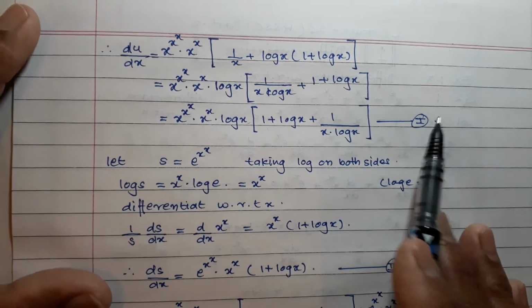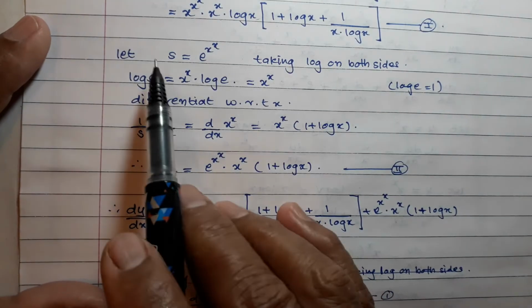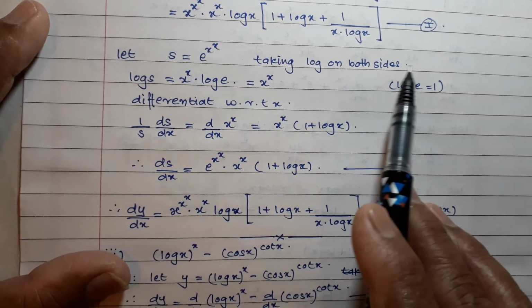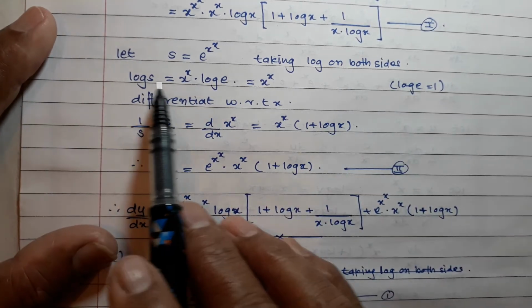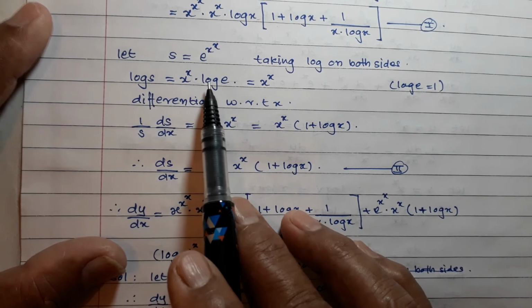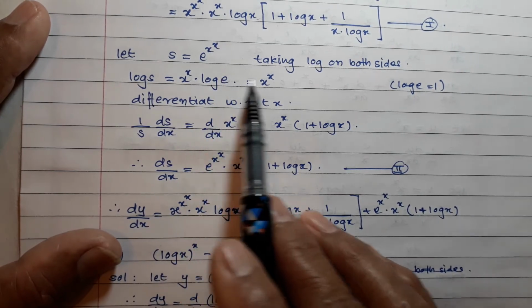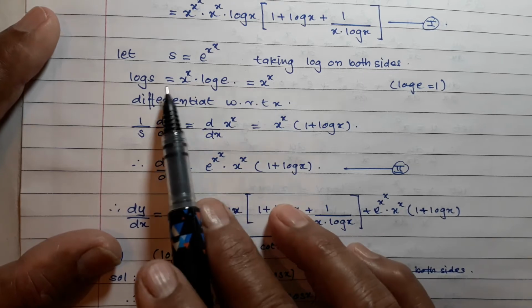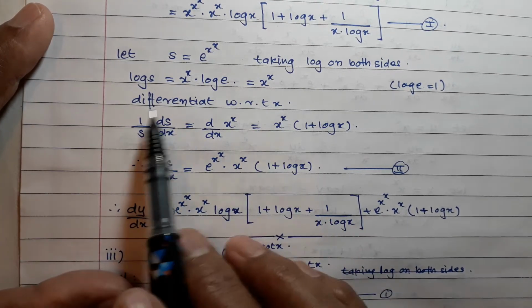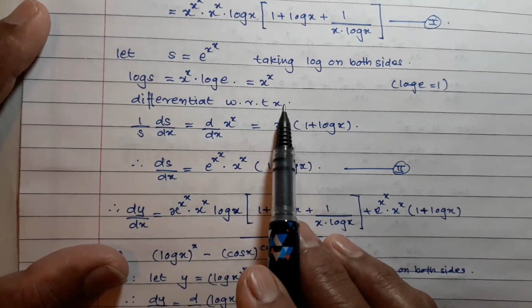Number 1. Let s is equal to e raised to x^x. Taking log on both sides, log s is equal to x^x log e. Here e is a constant, so log e is 1. Therefore log s is equal to x^x, and differentiate with respect to x.